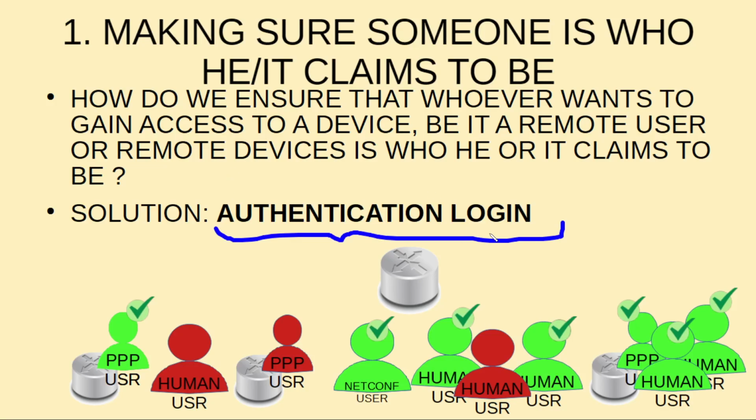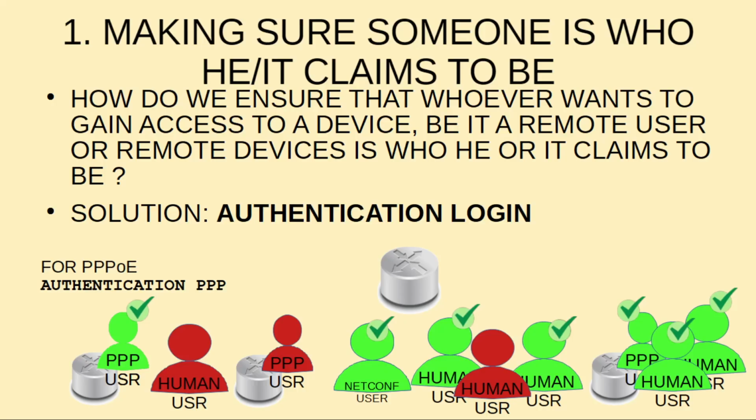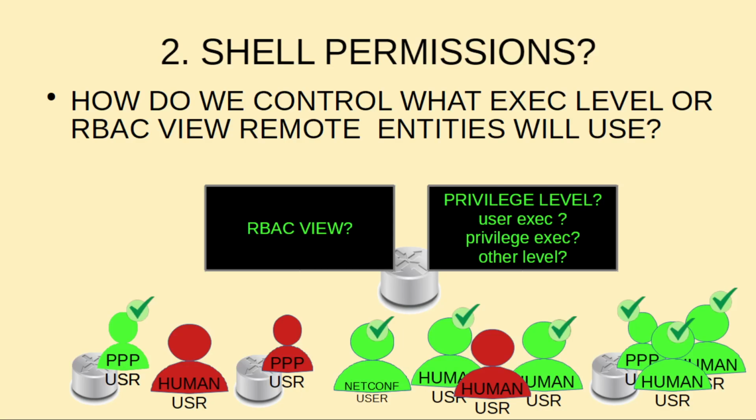With authentication login, we might ask remote entities for adequate credentials, such as a username and a password. With this feature, we are going to discard third parties or malicious users that want to gain access to our device. Notice that for remote devices, for instance, PPP over Ethernet devices that are also valid users, we're going to use a slightly different feature that is known as authentication PPP.